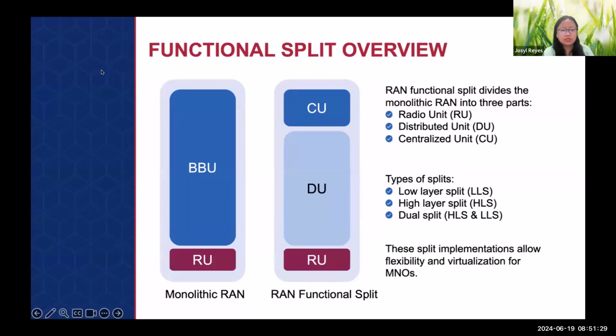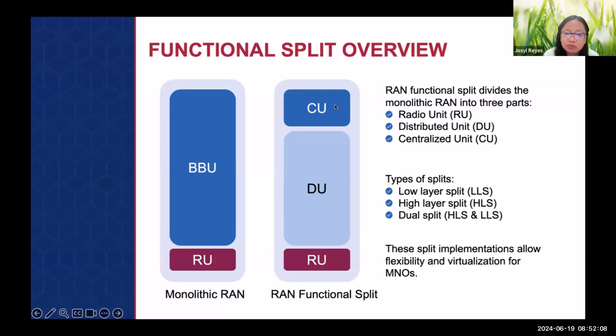Okay, so overview of the functional split before we go into the details. In the monolithic RAN, you can see on the left side, you have the baseband unit and the radio unit. And then in the RAN functional split, the baseband unit is further divided. So recall, the functional split was defined in the 3GPP Technical Report 38.801. So in the CU and the DU. So the RAN functional split divides the monolithic RAN into three parts. We have the RU, the DU, and the CU.